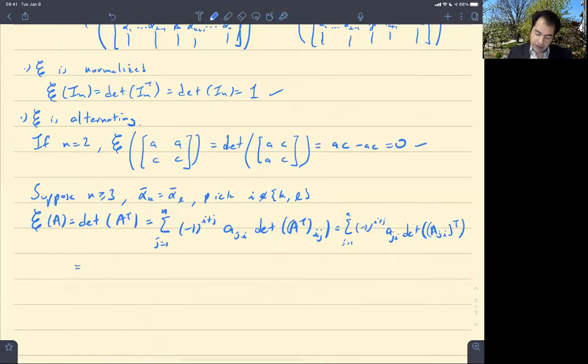And then we can write that as the sum, j goes from 1 to n, of (-1) to the i plus j, a_ji, determinant of A_ji, because by induction we know that the determinant of the transpose is equal to the determinant of the matrix, and then this is equal to 0 because we have the determinant of a matrix with two equal columns.